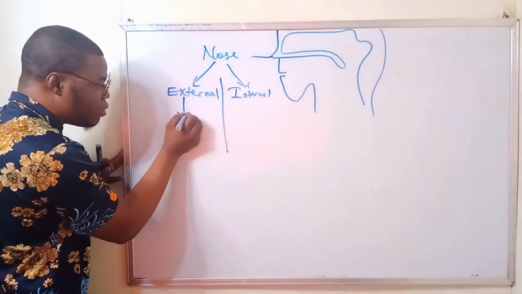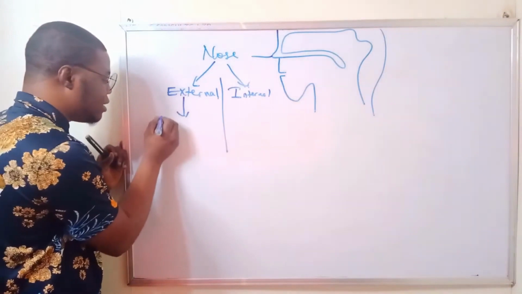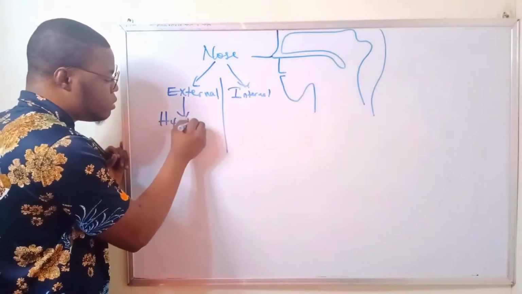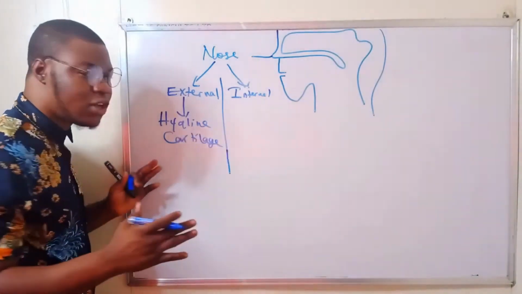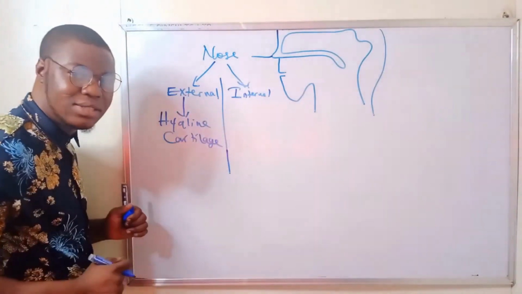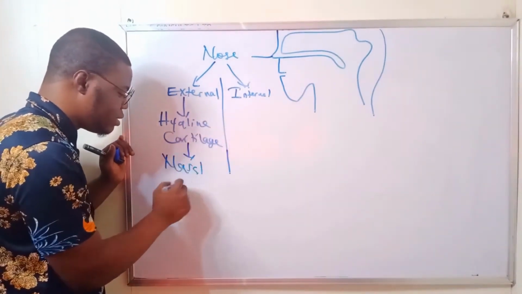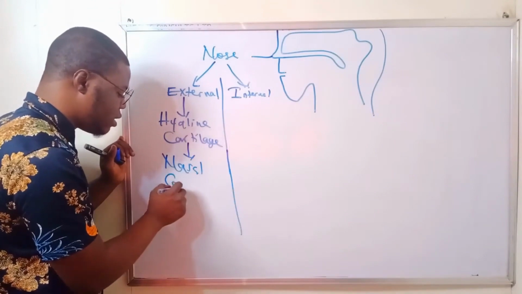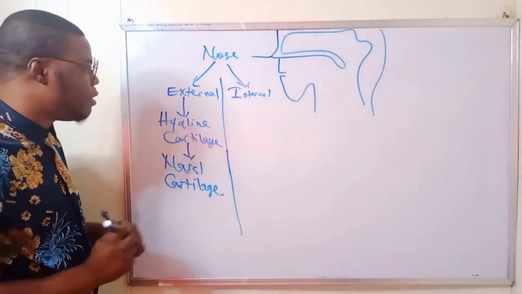So the external nose is made up of cartilage and it's a family of hyaline. So it's made up of hyaline cartilage. And that cartilage is called the nasal cartilage. The nasal cartilage. As simple as that. That is all about the external nose.